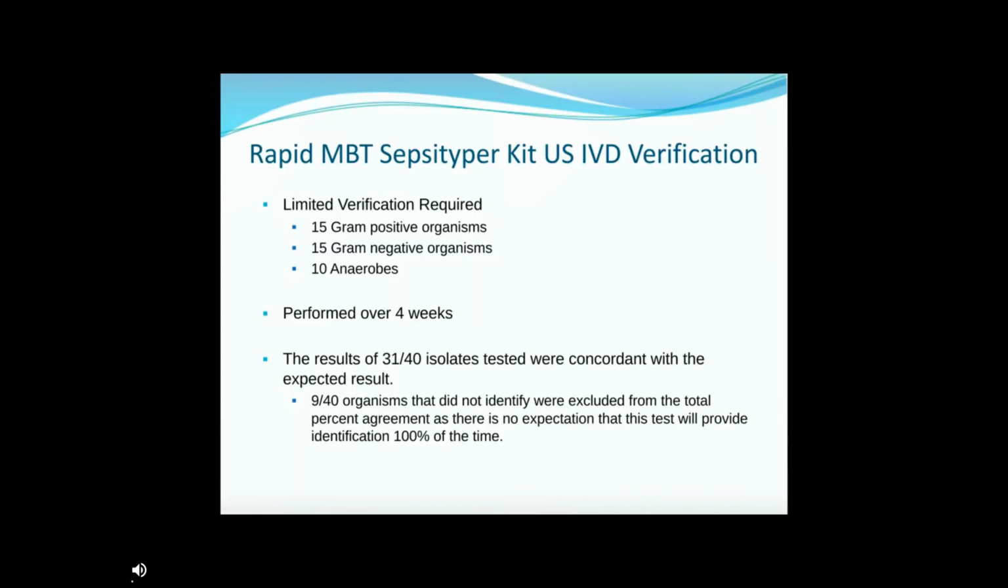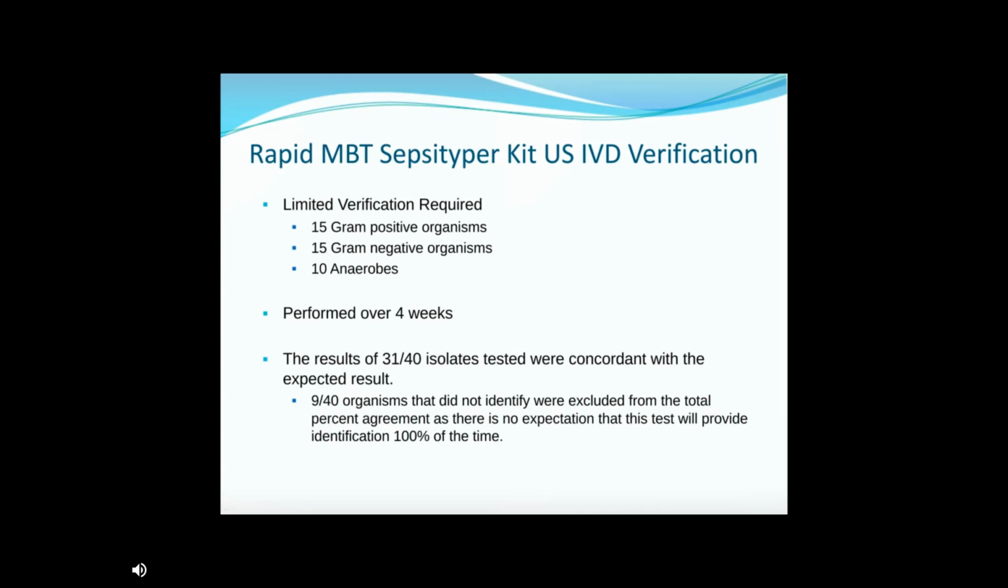So just a quick overview of what we did for our verification using the Sepsityper on the CA side. Again, just very limited: 15 gram positive, 15 gram negatives, 10 anaerobes. This took us about 4 weeks to get this validation done.